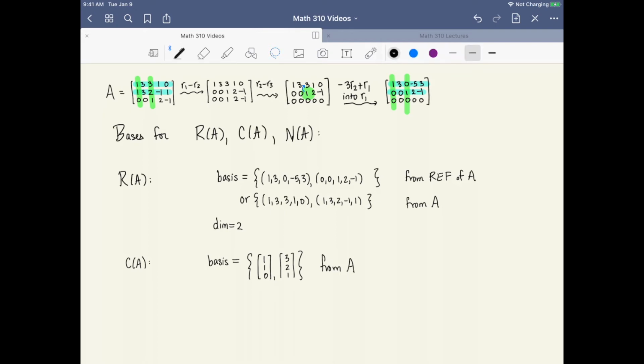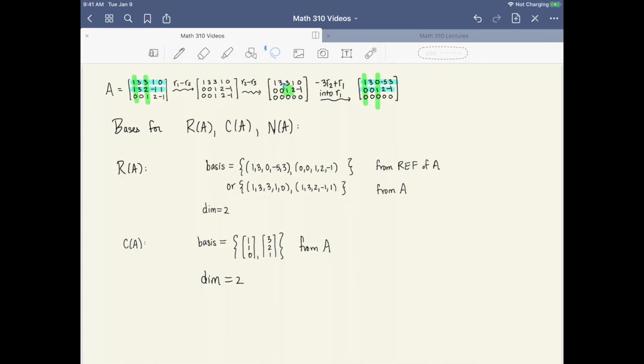And the dimension is also equal to 2 because there are 2 vectors in this basis, because there are 2 independent columns. These 2 numbers should be the same. If you've done things correctly, then the rank of the matrix is calculated from either one of these, so they better be the same number.